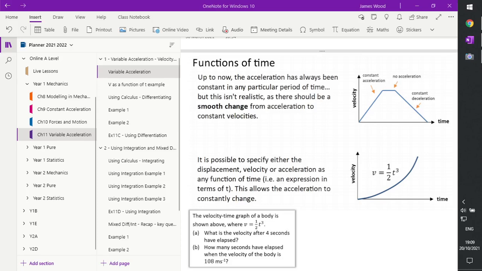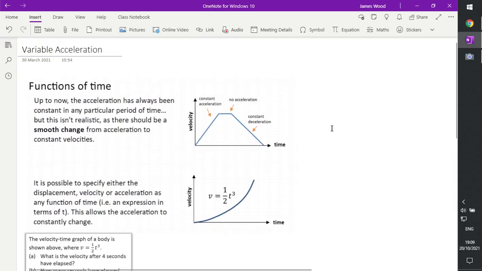In chapter 11 of mechanics for year 1, we're going to look at variable acceleration. Now, when we did chapter 9, that was called constant acceleration. So there's two different cases. When we used suvat, it was only valid if we had constant acceleration.